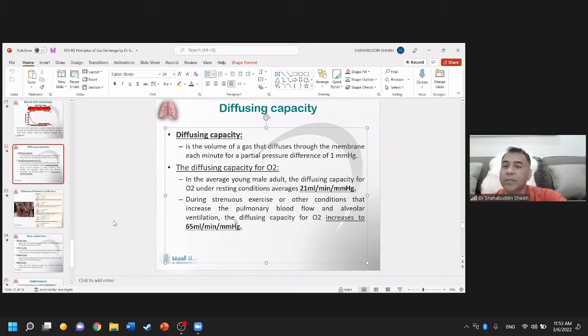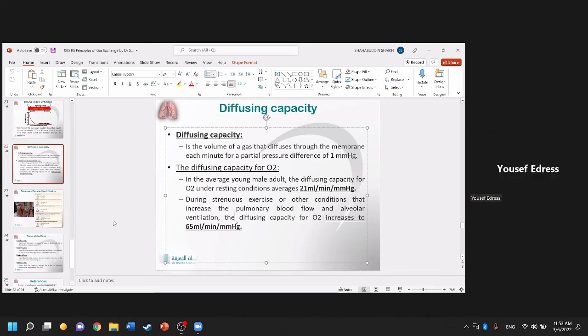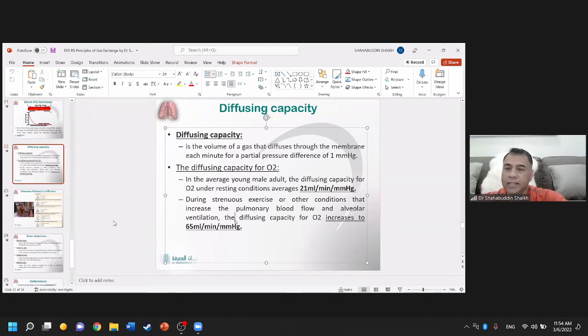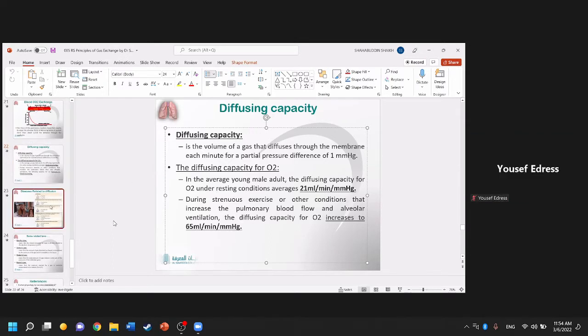What is the major method of increase in diffusion during exercise? Increase in capillary surface area. So the answer is, during exercise, diffusion increases by increasing the surface area through dilation of blood vessels. Very right. Can you remember this?